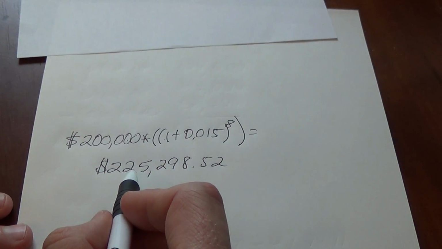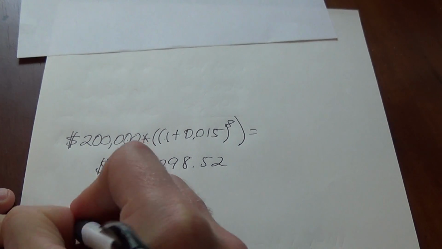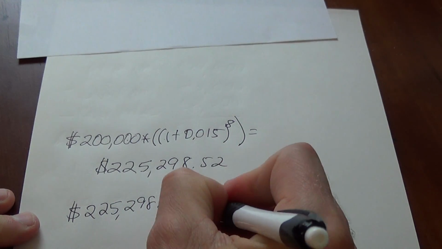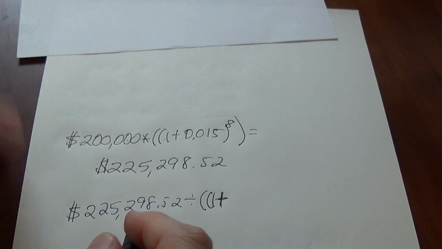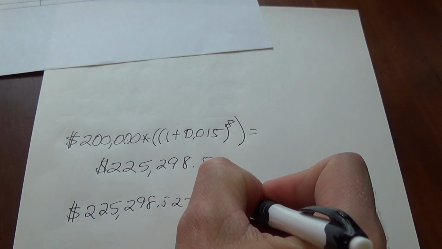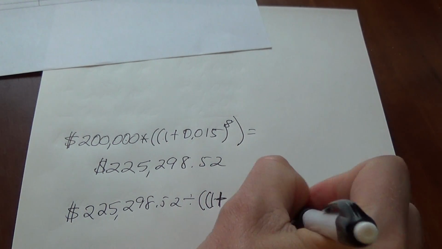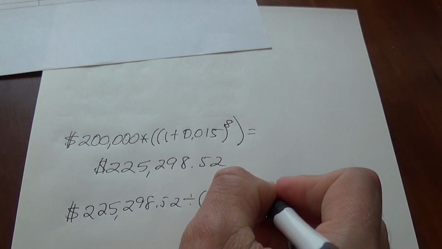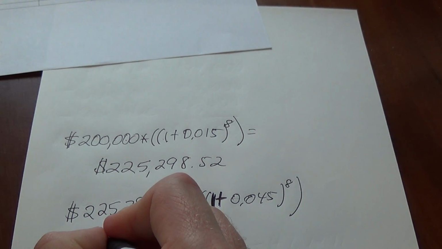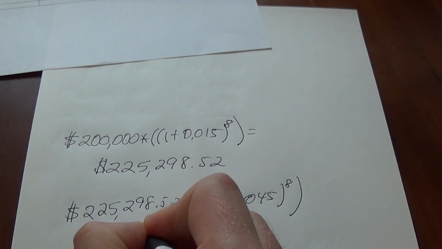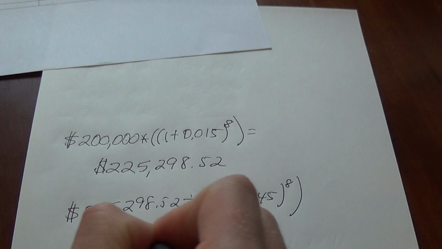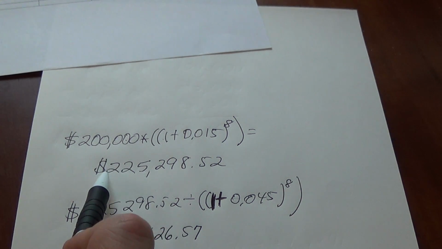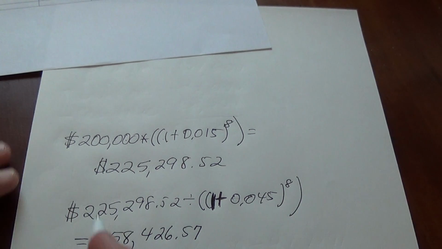So in 8 years, we have $225,298.52. Well, to do that, we just take 225,298.52 and we divide it by 1 plus the rate. Well, what rate do we need? Well, we can invest at 4.5%. So we'll take 1 plus 0.045. Again, we're doing this for 8 years. So you raise that to the 8th power. So 1 plus 0.045 raised to the 8th, and that equals 158,426.57. So if we invest 158,426.57 today, we should have 225,298.52, assuming the bond doesn't default.